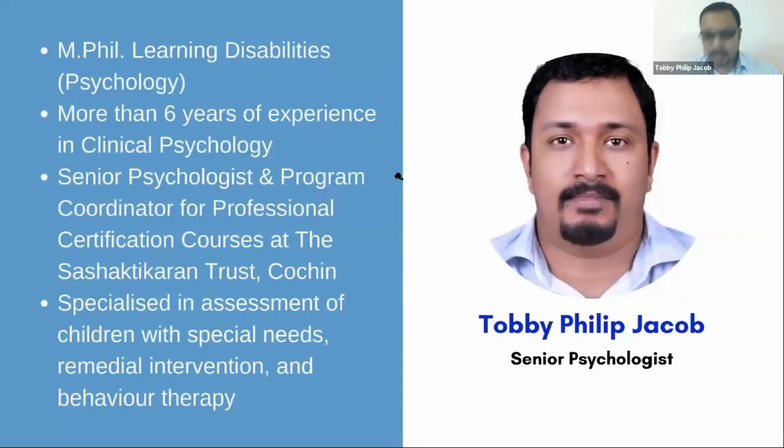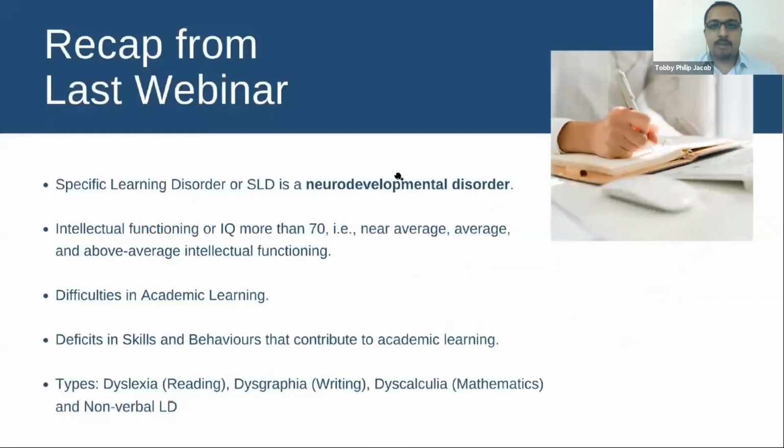I would like to start with a recap of the previous webinar. I think almost all of you had attended it. So what is specific learning disorder or SLD? It's a neurodevelopmental disorder, with an intellectual functioning of more than 70. That is near average, average, and above average intellectual functioning.